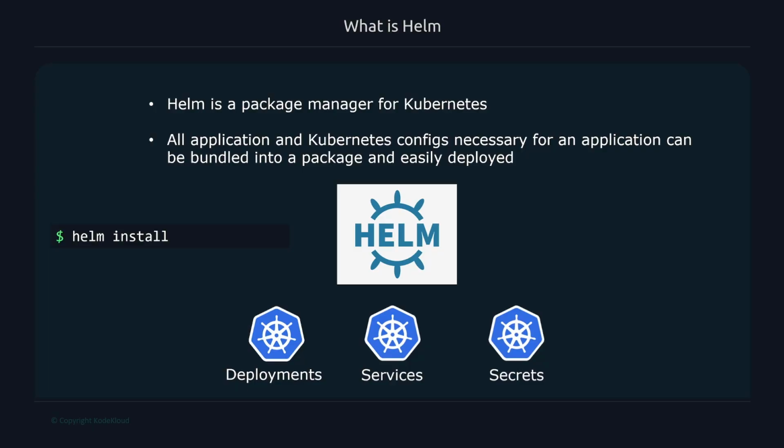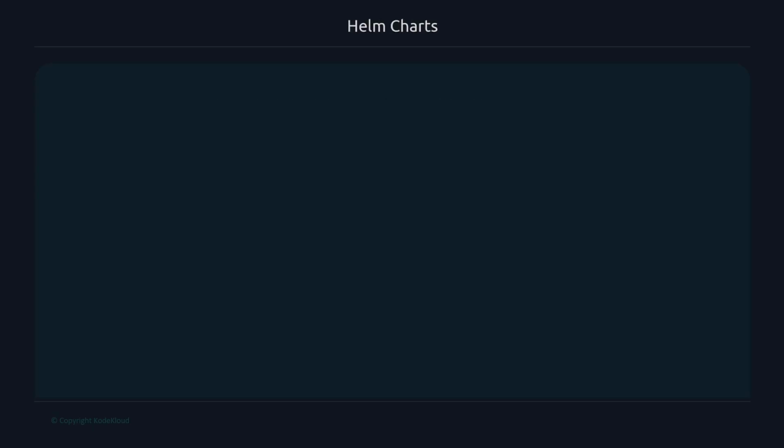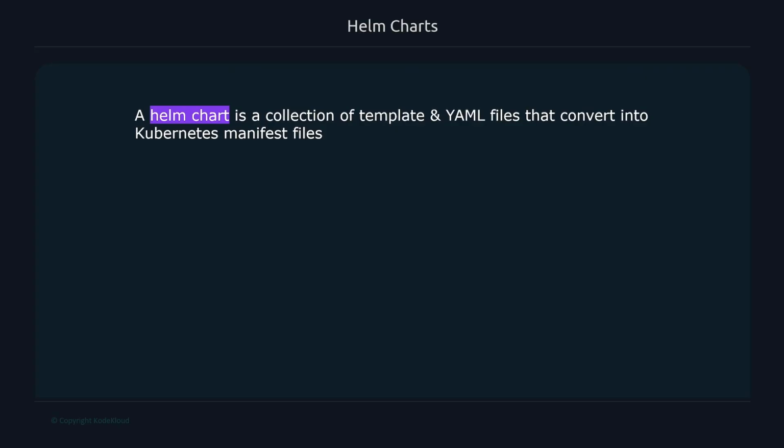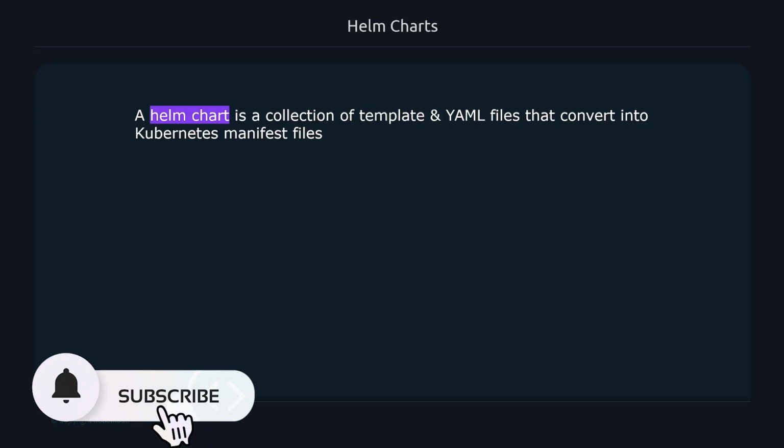Now, I want to quickly discuss a concept called Helm charts. A Helm chart is a collection of template and YAML files that convert into Kubernetes manifest files. So what that means is when I say that Helm is a tool that we use to package our application, what it really means is that it's a tool that's just going to contain all of the necessary configs that we need to deploy onto our Kubernetes cluster.